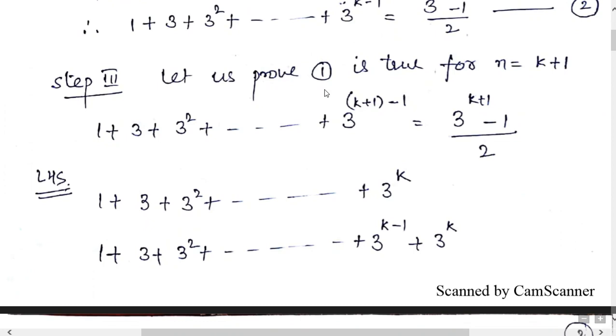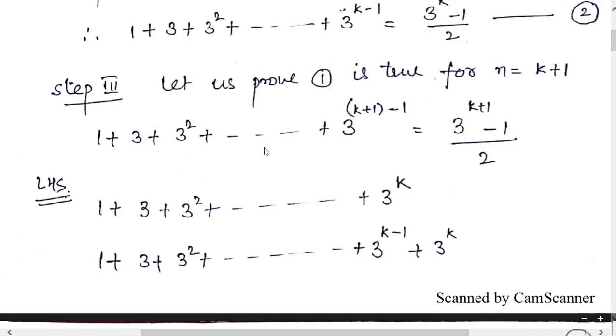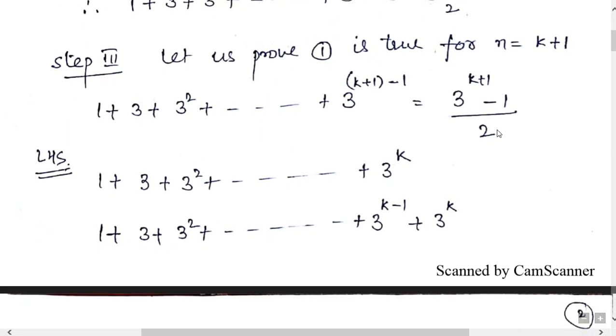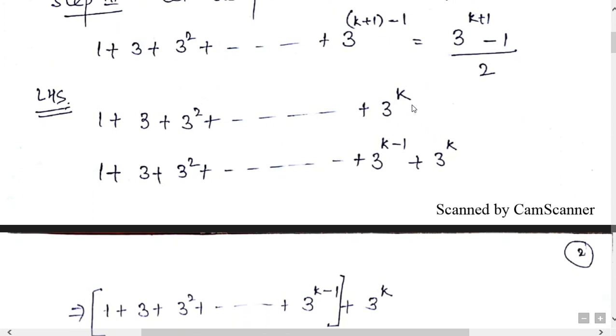Then you have to prove equation number 1 is true for n is equal to k plus 1. Simply insert k plus 1 in place of k, and also on the right hand side. Now, when you insert k plus 1 here, the value will be 3 raised to power k. After inserting this value, what you have to do? You have to check the second last value of the series. If this value is 3 raised to power k, then clearly the second last value will be 3 raised to power k minus 1.